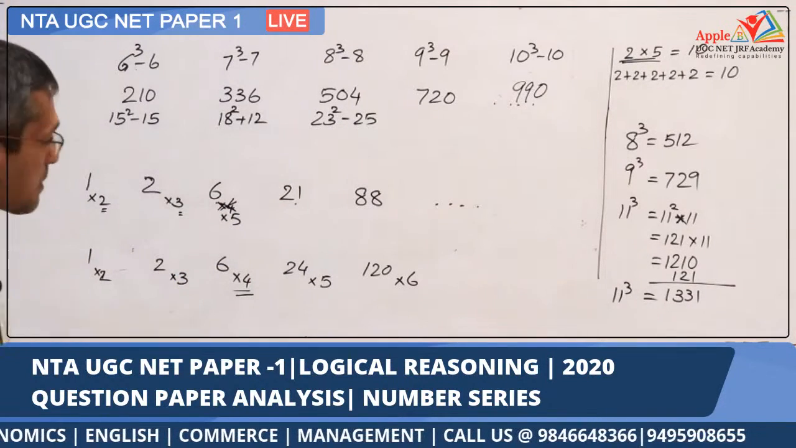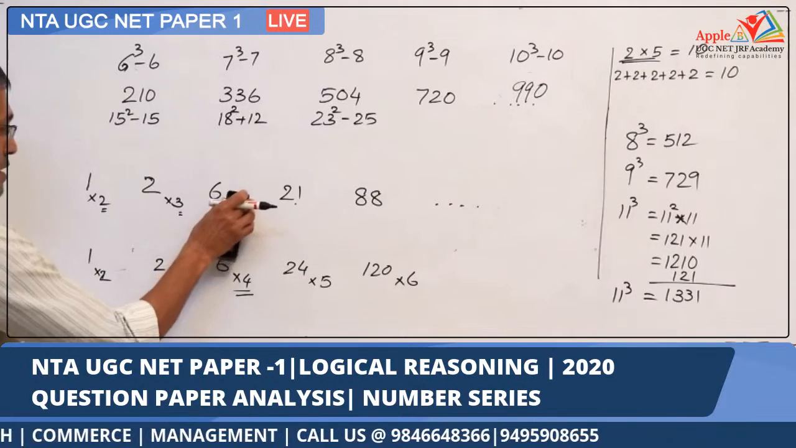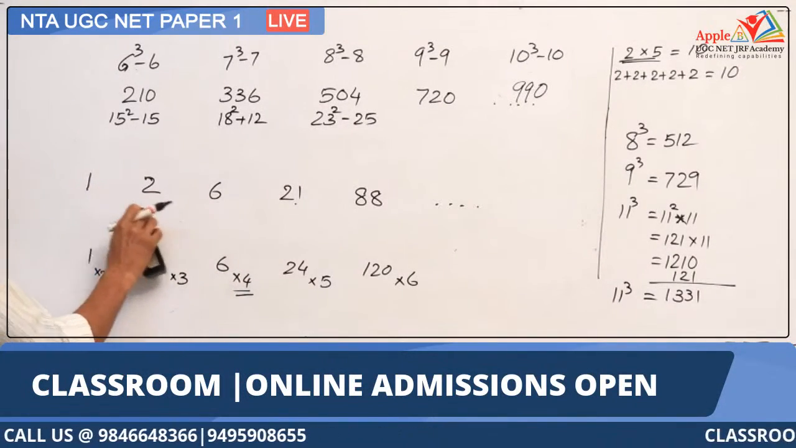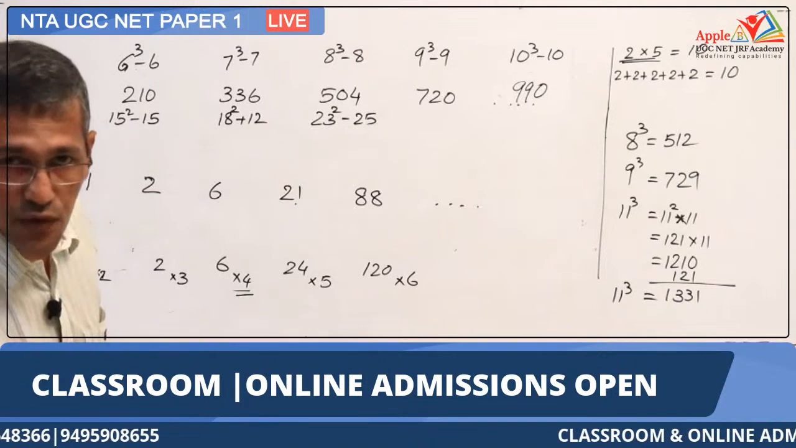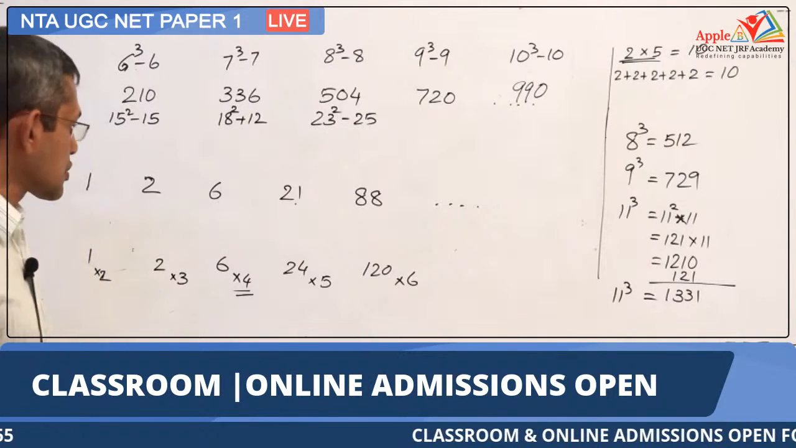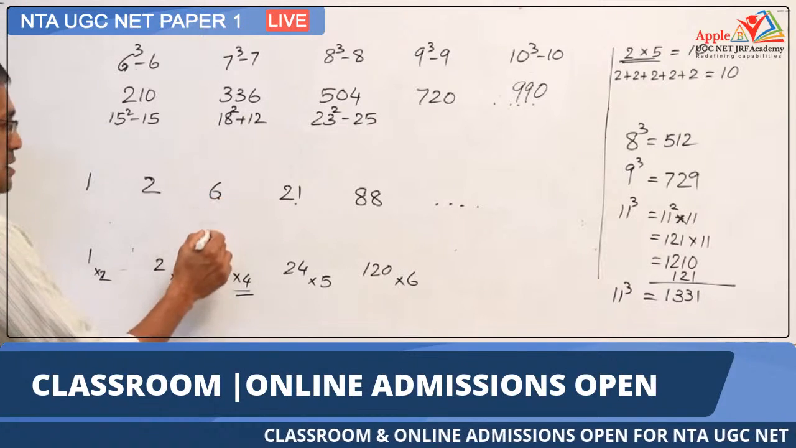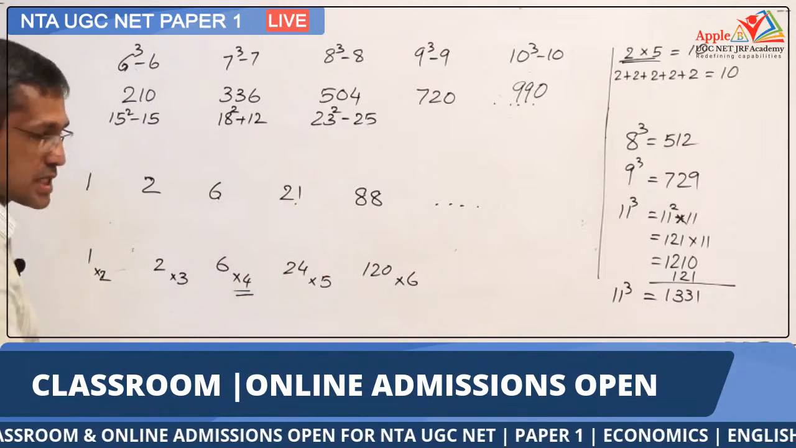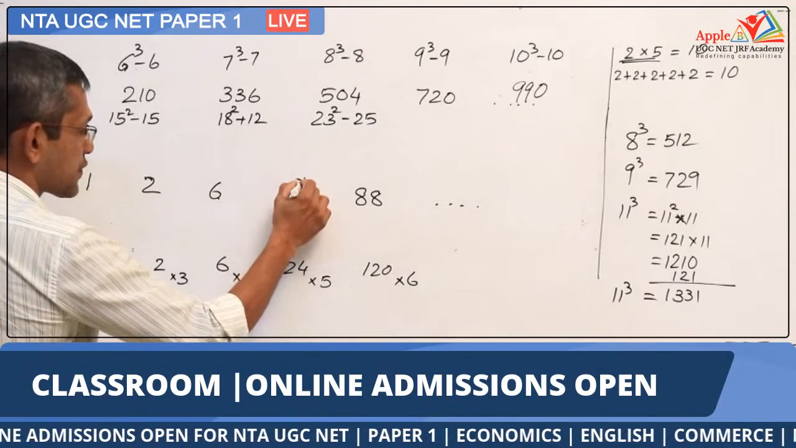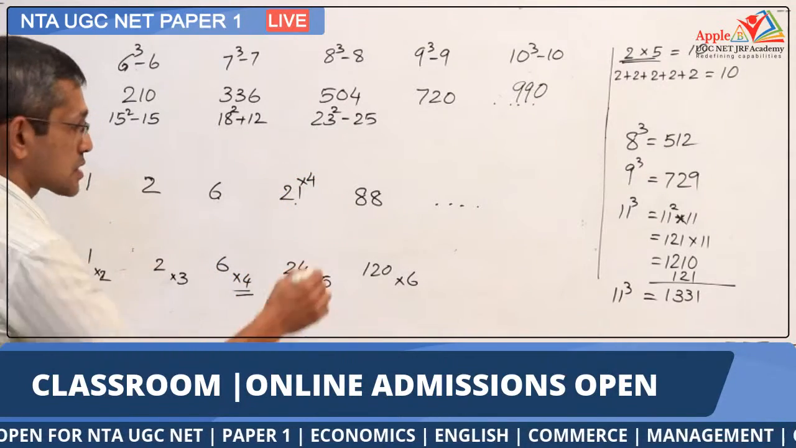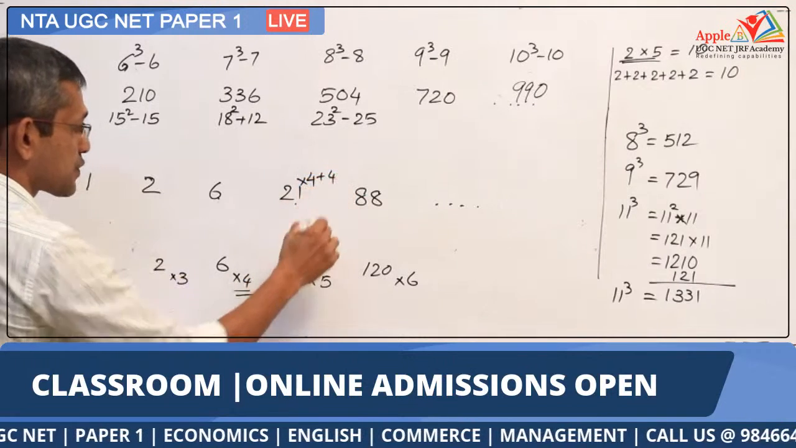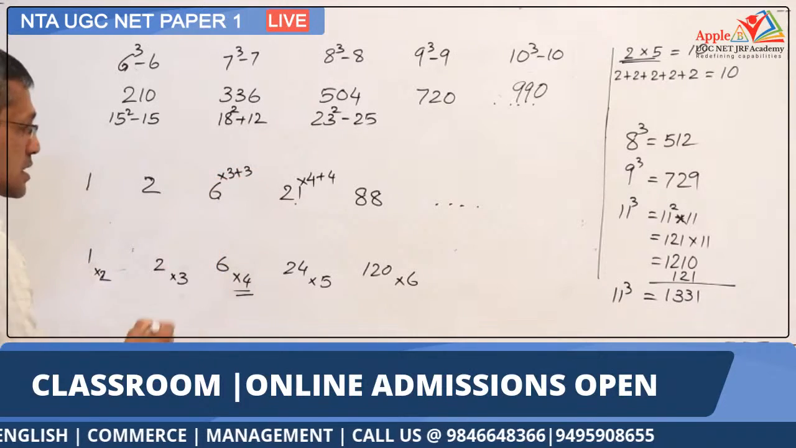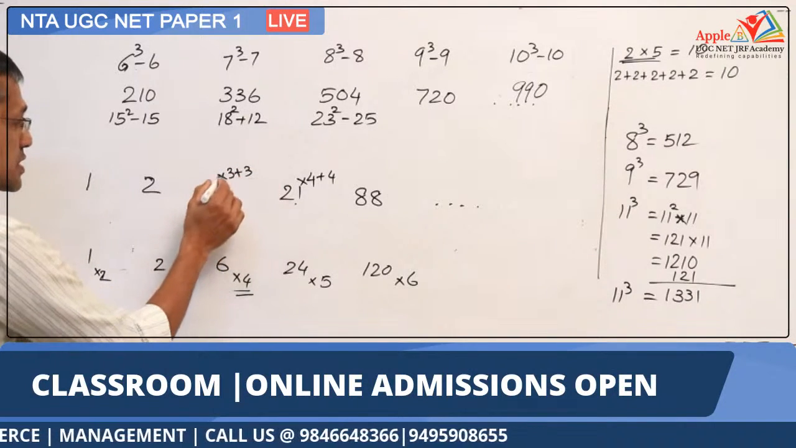So what is the pattern here? That is something you have to really think about. At the same time, I'm pretty sure some of you might have got it by this time. So in this case, when I look at 6 and 21, 6 into 3 is 18, and this is 21. Then 21 into 4 is 84, and this is 88. So into 4 plus 4. This one, 6 into 3 is 18 plus 3. So 18 plus 3 is 21. 6 into 3 plus 3.